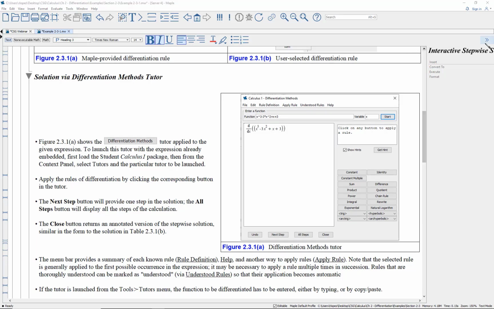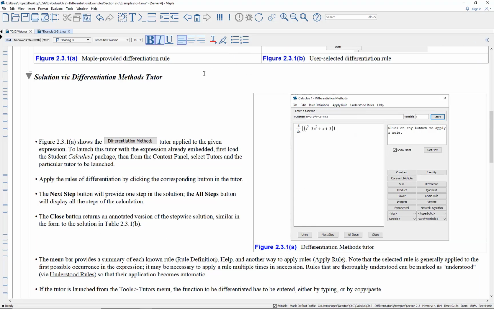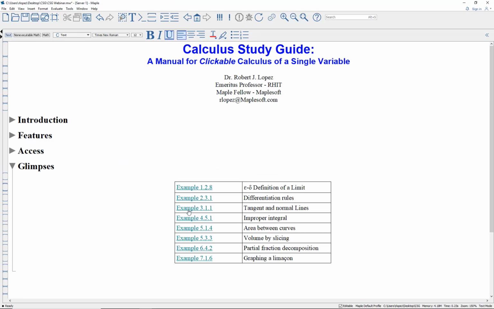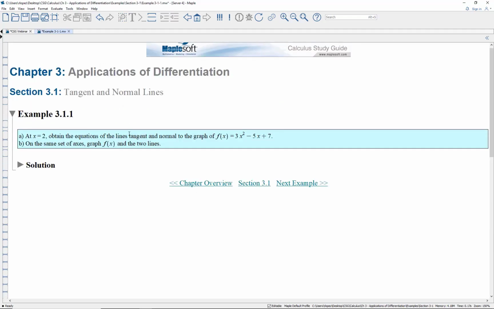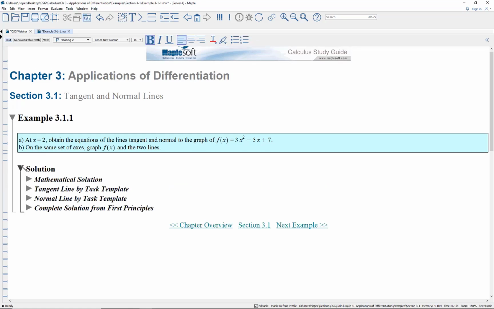Our next example is an application of differentiation. Let's get over to our table here. Tangent lines and normal lines. One of the simpler applications of differentiation. So here is a function. We want to graph it, and on its graph, put the graph of tangent line and normal line. You got to find them. So here is our solution.